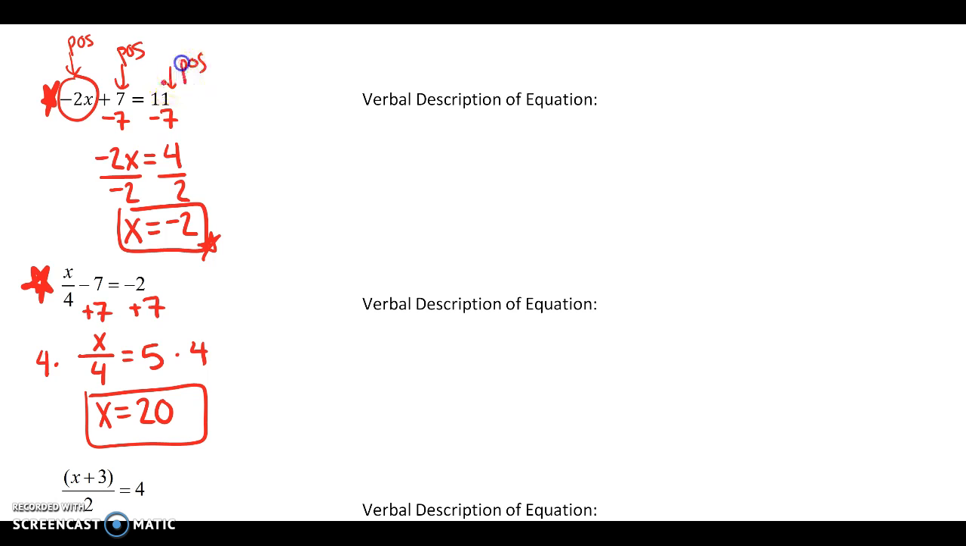If you had just gotten that x was positive 2, you would have negative 2 times 2, which is negative 4, plus 7 is not going to give you a bigger positive number. So you need to start making sense of your answers in that way.